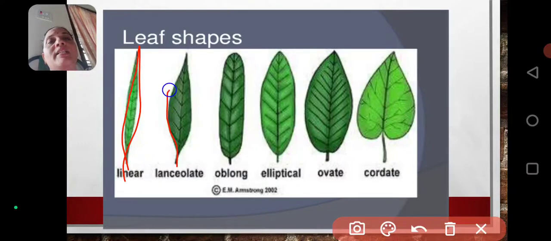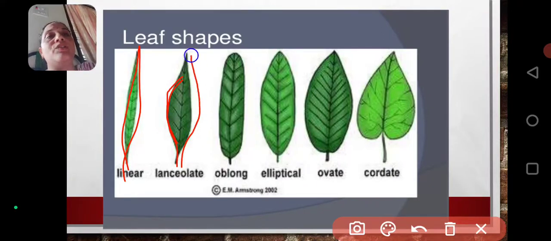Some part is just like this and sharp at the end. Okay, sharp at the terminal positions and wide at the middle position is called lanceolate.